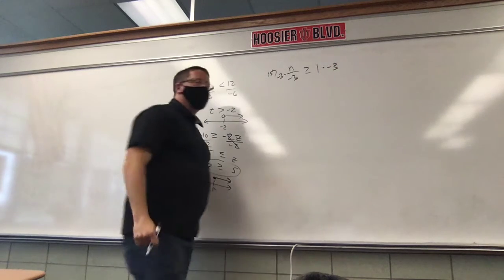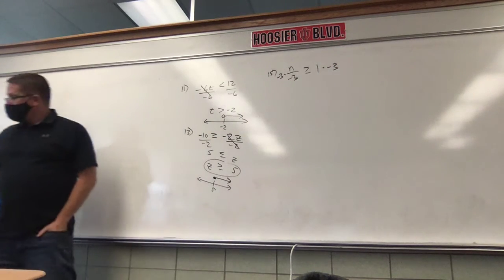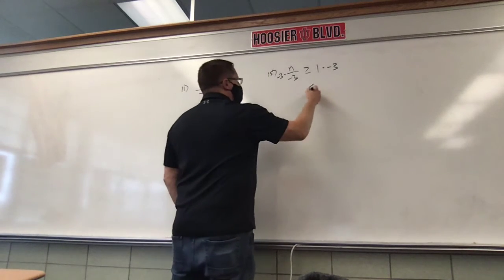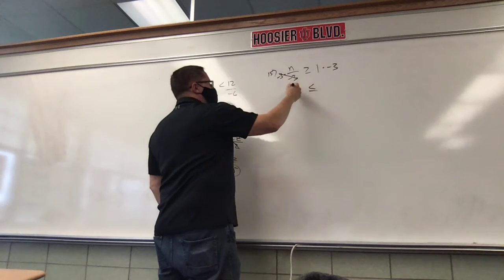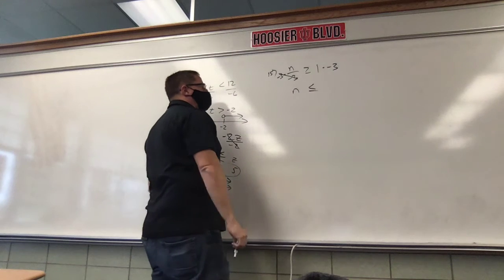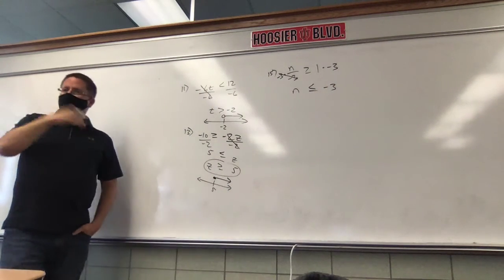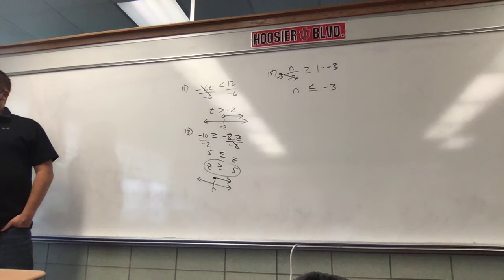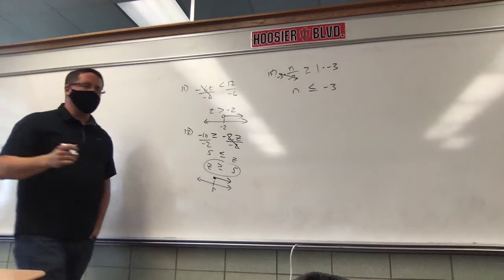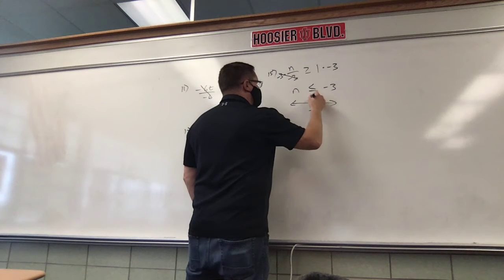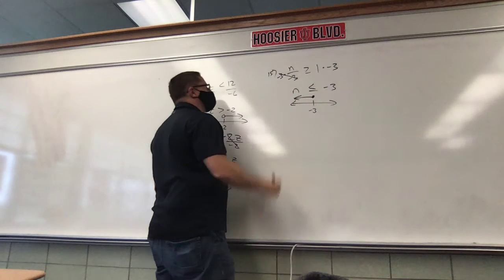So we've got to swap the symbol. We've got to flip it around. These negative 3's cancel off with n. 1 times negative 3 is negative 3. Do we need to switch sides? No. n's on the left, we like that. So negative 3 is closed and shade to the left.